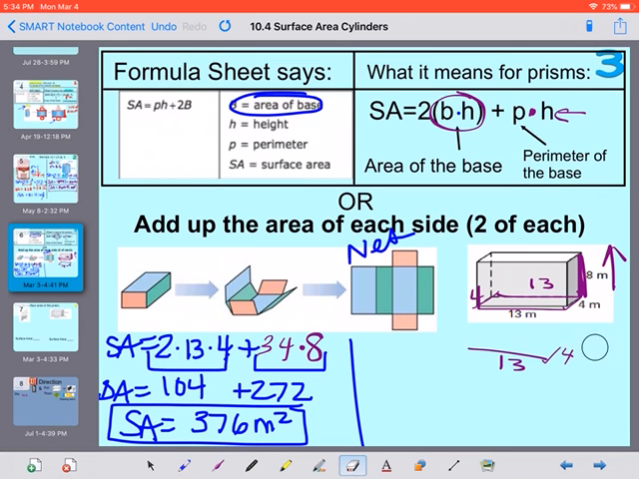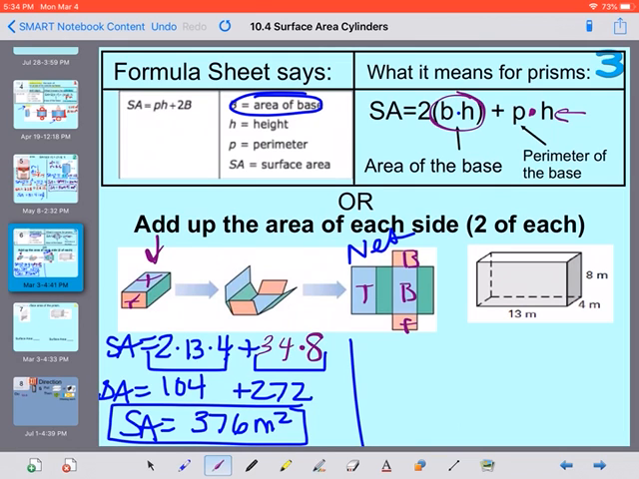So the second way I'm going to show you is simply looking at the sides in terms of rectangles. We have 2 of each side or size rectangle. So if we look at this, we have what we call a front and a back. So this would be the front and the back. We have a top and a bottom, so top and bottom. And we have like a left side and a right side.